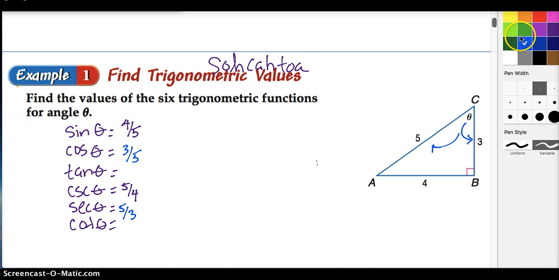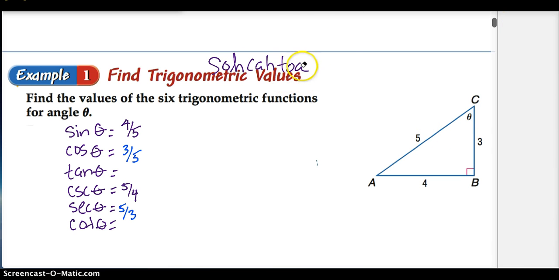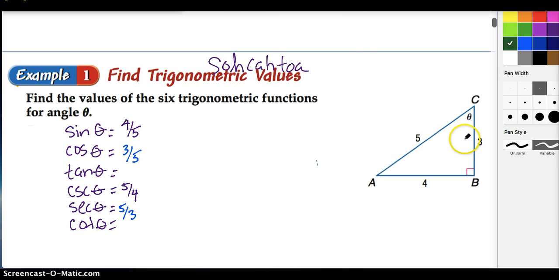Finally, I need to figure out the tangent, and then I'm going to get the cotangent as a result. So tangent we know is TOA, opposite over adjacent. So that's going to be 4/3. And we get 3/4 as the cotangent value.